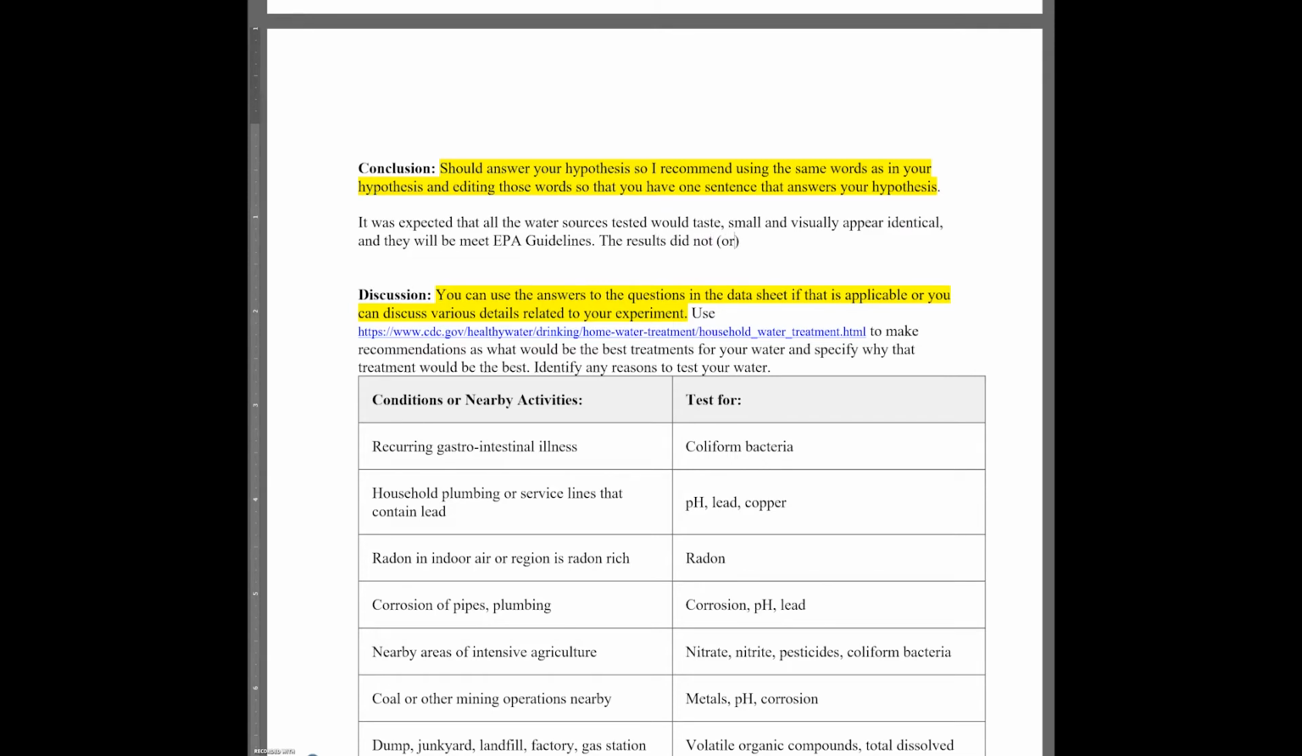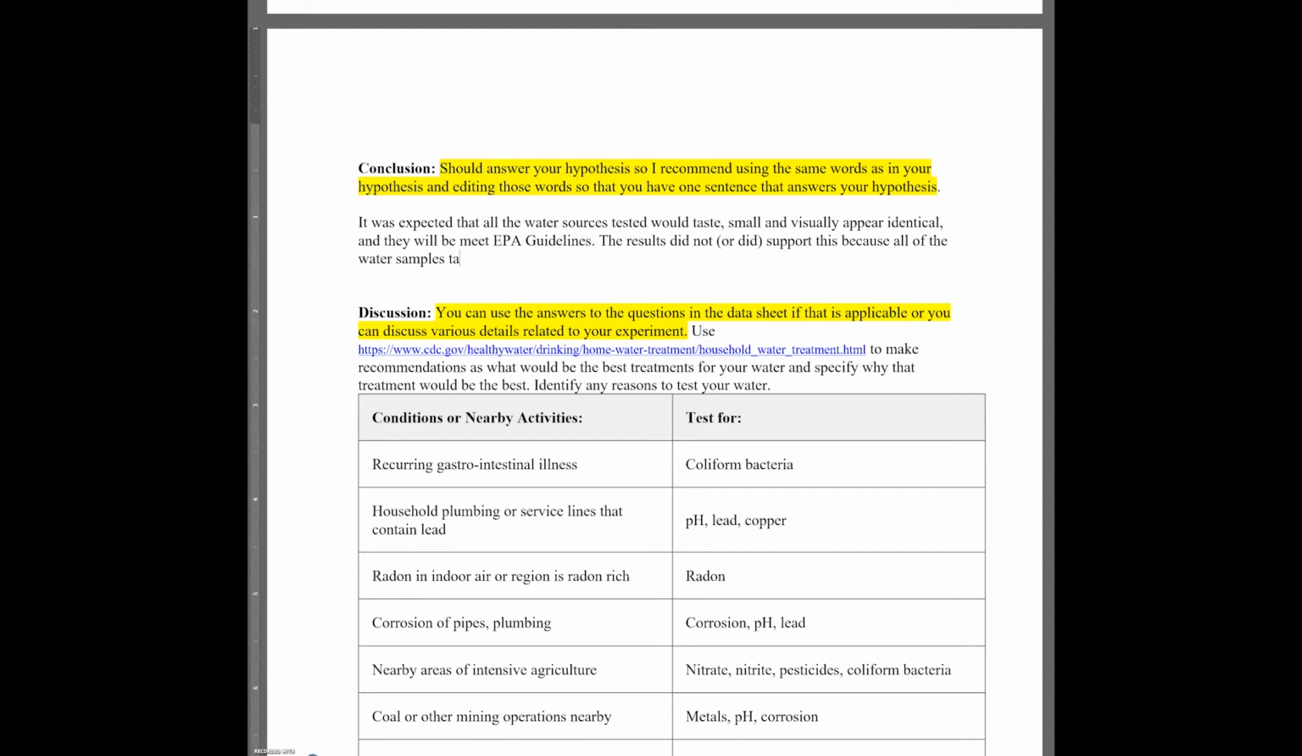Have your conclusion match and answer your hypothesis. So again, I recommend having a hypothesis that is either very easy to prove or disprove. In your conclusion, you can consider what water treatment options may be available or applicable, if any.